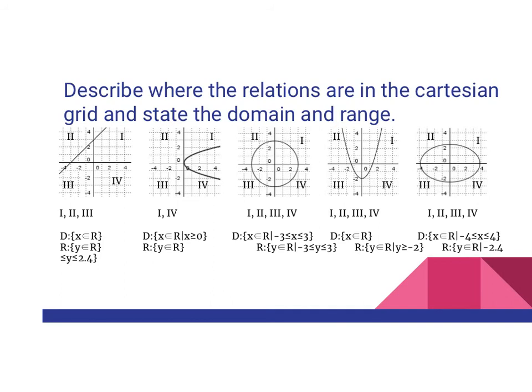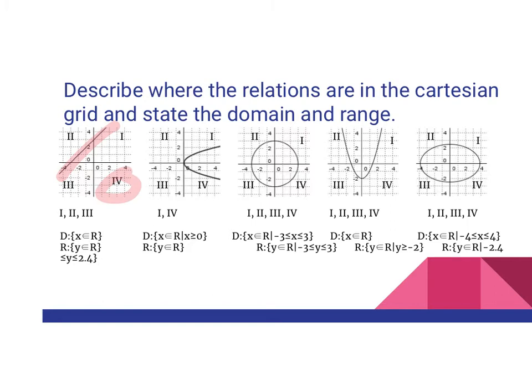The other mention is which grid is it in on the Cartesian plane. And of course the grids start in the top right corner with 1, and then it moves counterclockwise. So top left is 2, bottom left is 3, and bottom right is 4. So where on the Cartesian grid is this line? Well, it's in 1, 2, and 3, never touches 4.